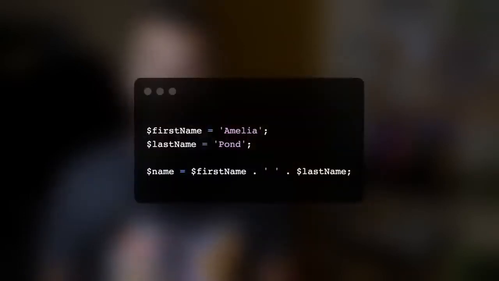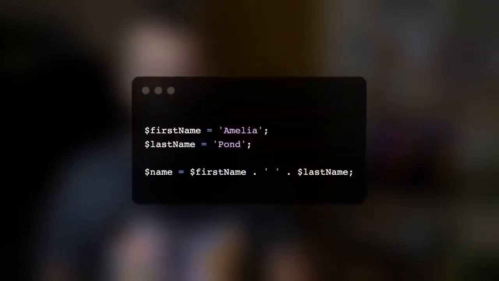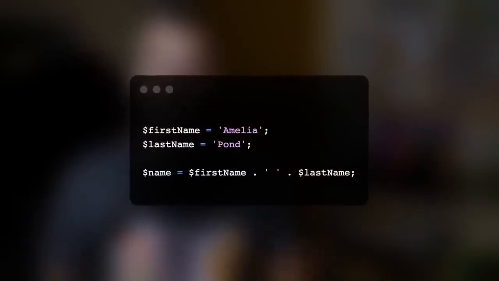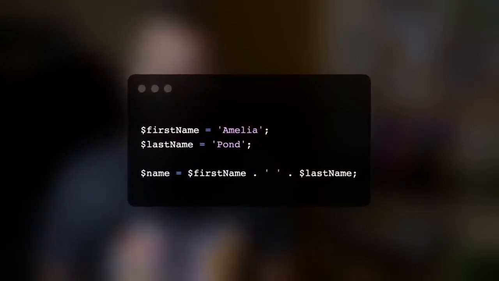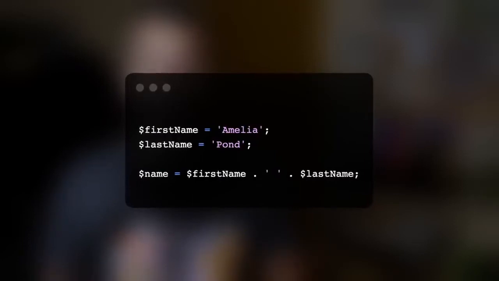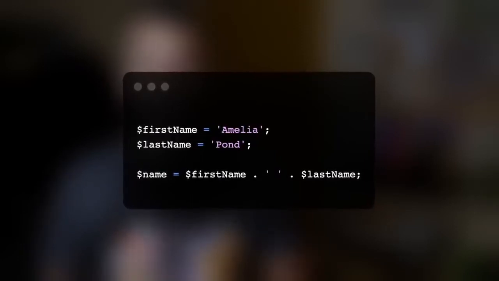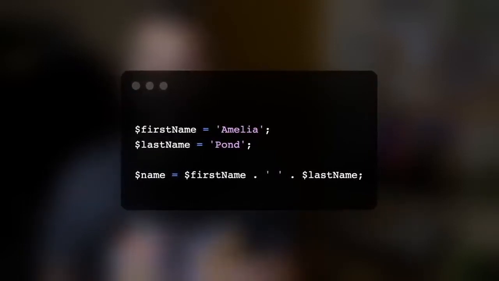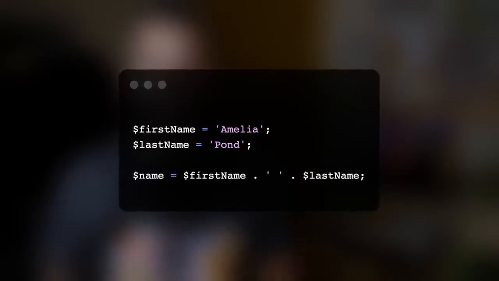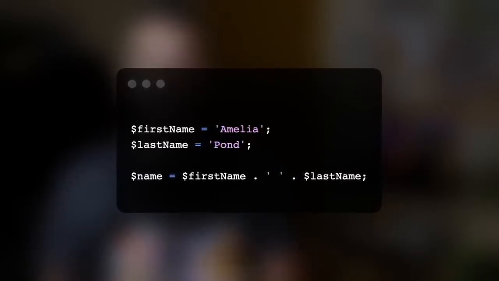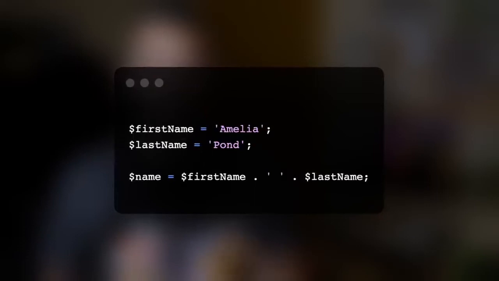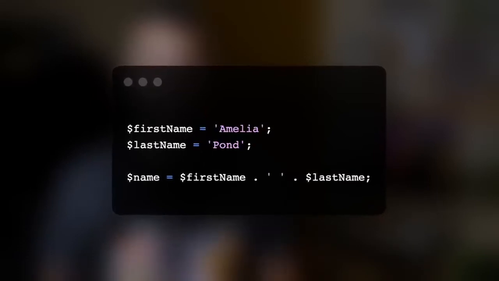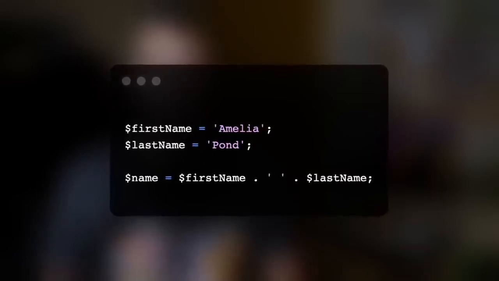On string variables, you can concatenate, or in other words join, multiple strings. Like in this example, the name variable will hold the value of the first name variable, followed by a string of an empty space, followed by the value of the last name variable. The final value will be Amelia Pond.